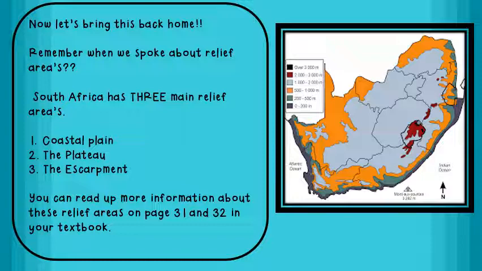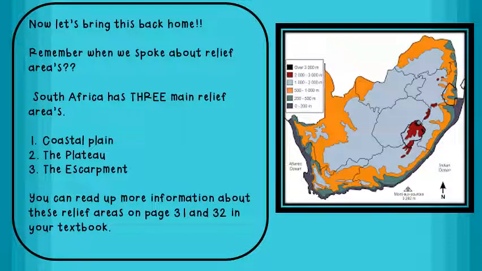Your second one is your plateau. This is higher, flatter inside the country. It's higher, obviously, than your coastal plain. It's a bit higher than 500 meters above sea level.